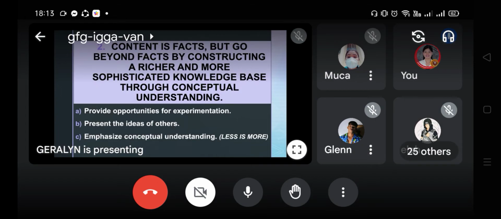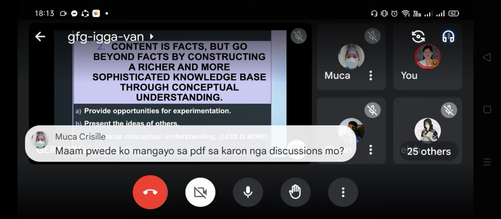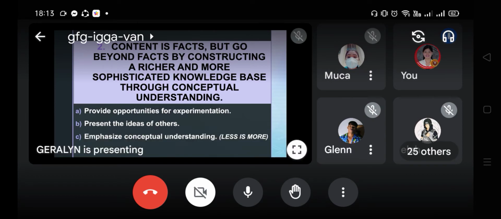Next is the second one. Content is facts, but go beyond facts by constructing a richer and more sophisticated knowledge base through conceptual understanding. When we teach, bisan unsa nga subject kay kamo general man mo, do not worry, I will be sending you the PDF and the PowerPoint presentation. So, balik ta sa topic. General man mo, that means you will teach different subjects, English, Filipino, math, so on.